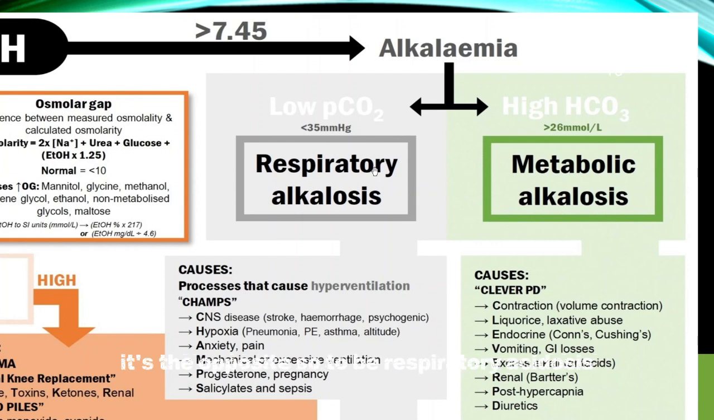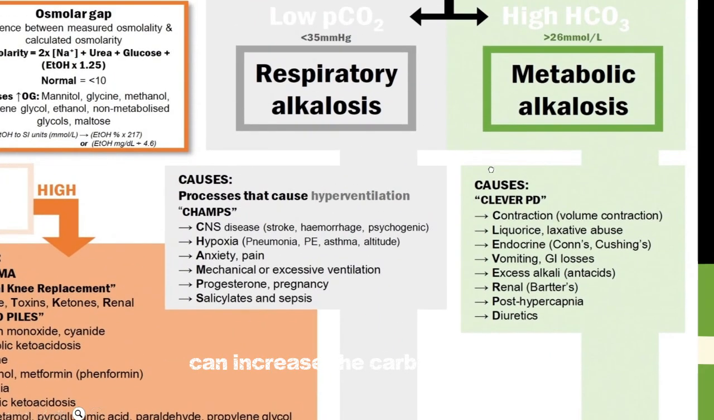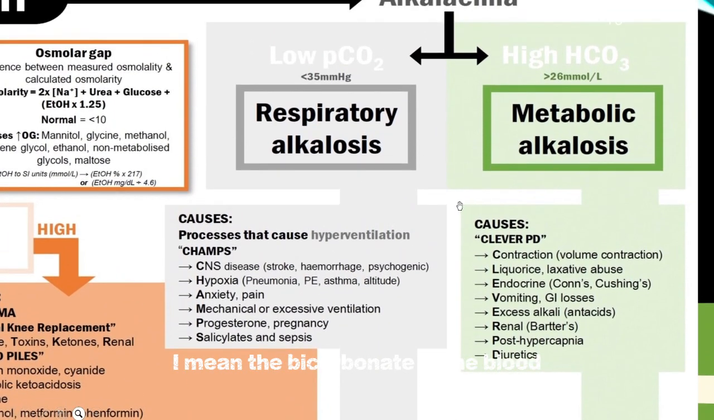It's the opposite. To be respiratory acidosis, what is going to be happening in the lungs is that the respiratory system is going to try not to excrete carbon dioxide, so that carbon dioxide can buffer the bases that you have in the blood, or the bicarb that you have in the blood. What are some of the things that can increase the bicarbonate in the blood? Use CLEVER PD to remember.